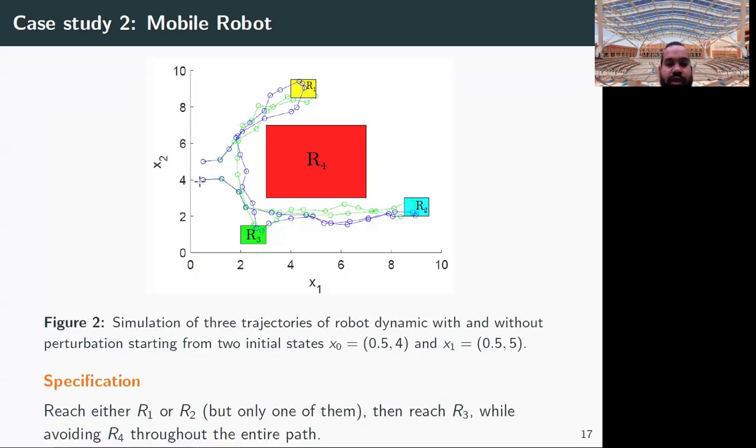We have picked 2 starting points. From this point, the dynamical system goes to R1 and then goes to R3. From this other starting point, it goes to R2 and then goes to R3, which means that we have satisfied the specification. On top of that, we can see that even if we add disturbance, which corresponds to this green trajectory, the specification remains satisfied, which proves that the theoretical results we have found are consistent.